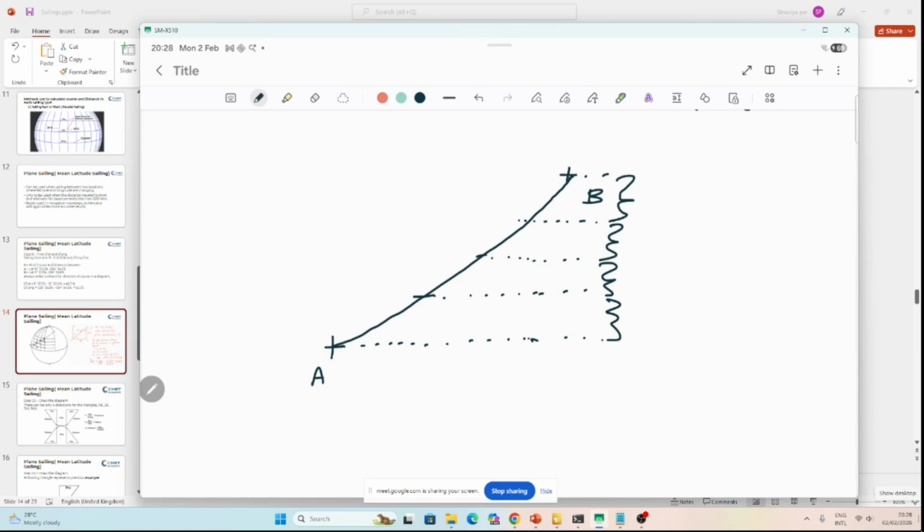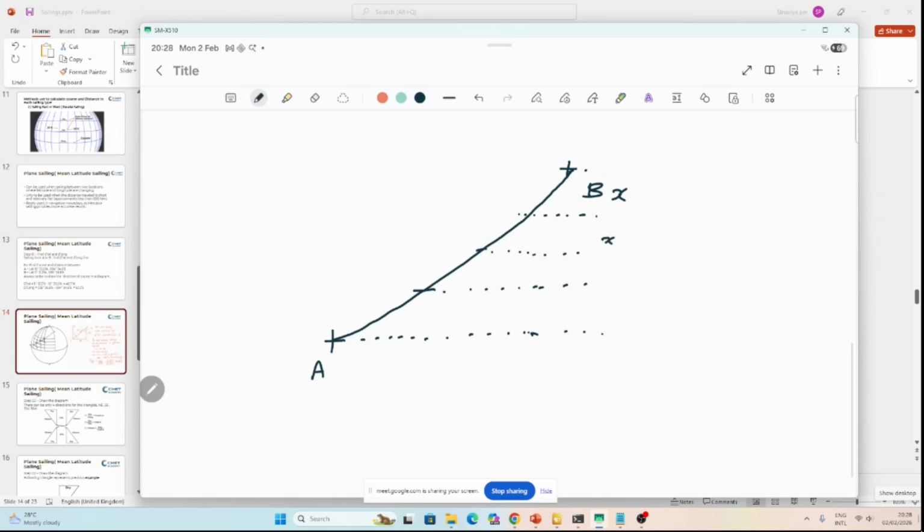Are we clear? So for example, if this is x distance, this is also x, this is also x, this is also x. So d-lat is between these parallels of latitude. Are we clear? So assume that I have divided it into n numbers. Then where the latitudes are meeting, this is where your longitudes are.